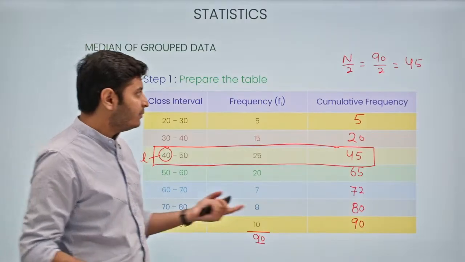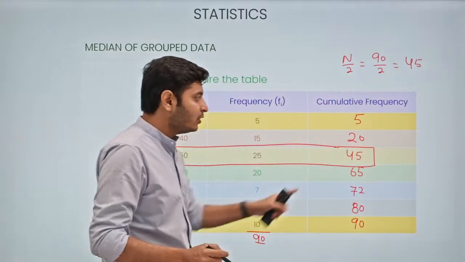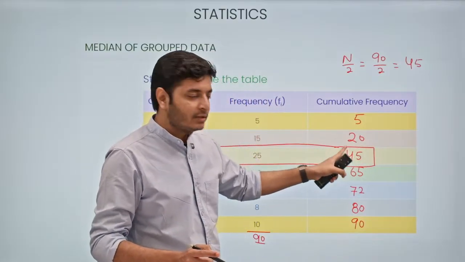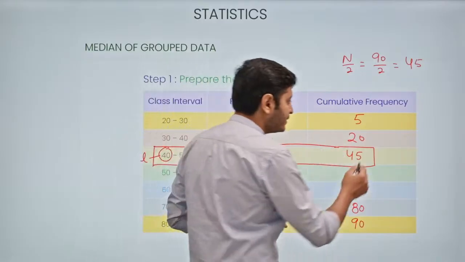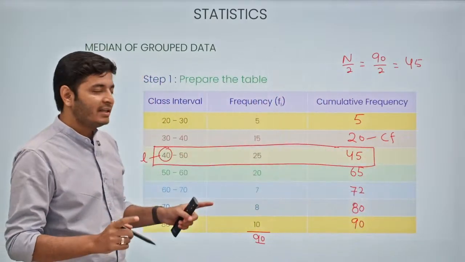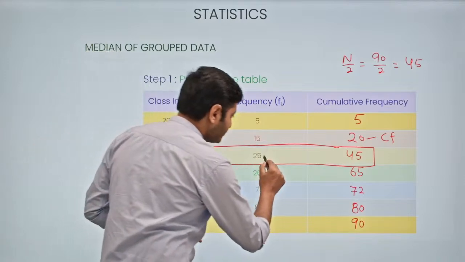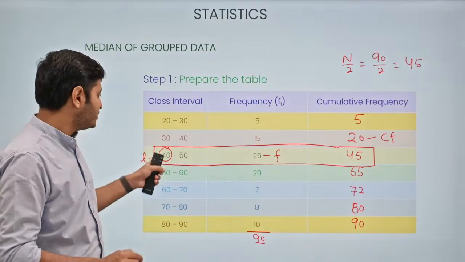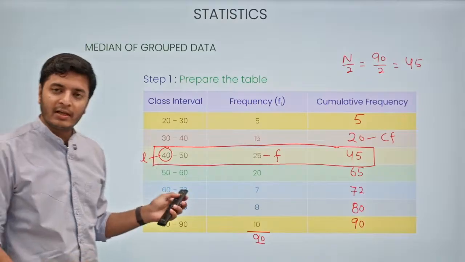Then we need n by 2, 45, minus CF, the cumulative frequency of the class previous to the median class. The cumulative frequency of this median class is 45. The previous class cumulative frequency is 20. So this is my CF for the formula. Then we divide by F, the frequency of the median class. So this is my frequency. And then we need H. H is nothing but the class width, that is 10 here. So we have all the values.